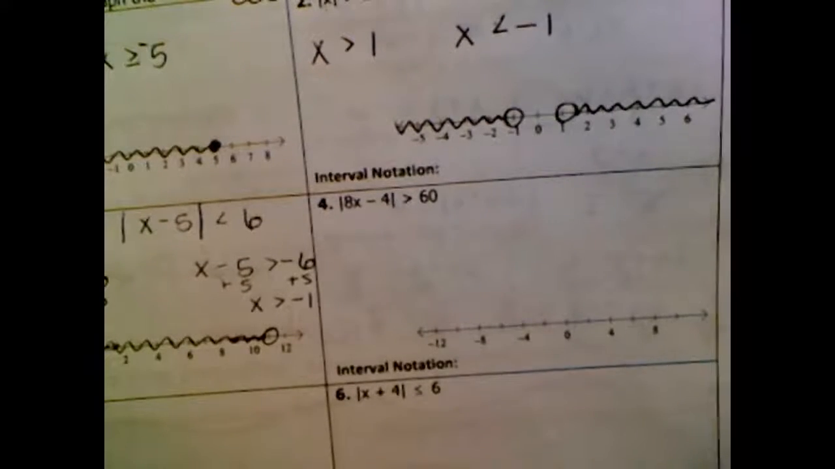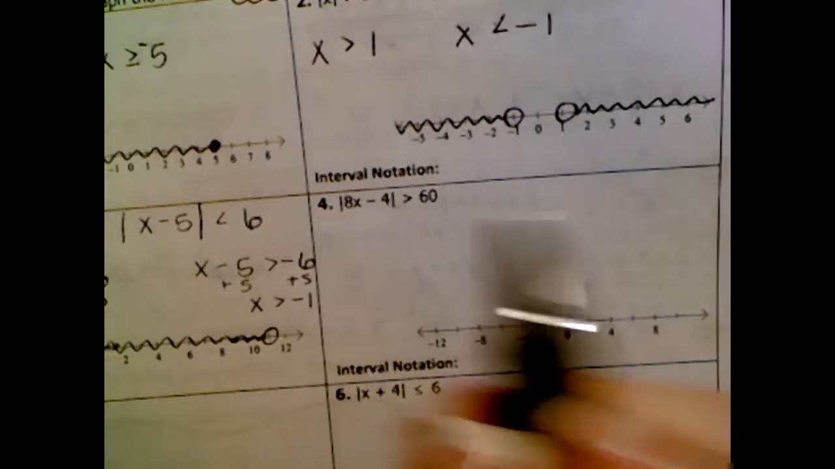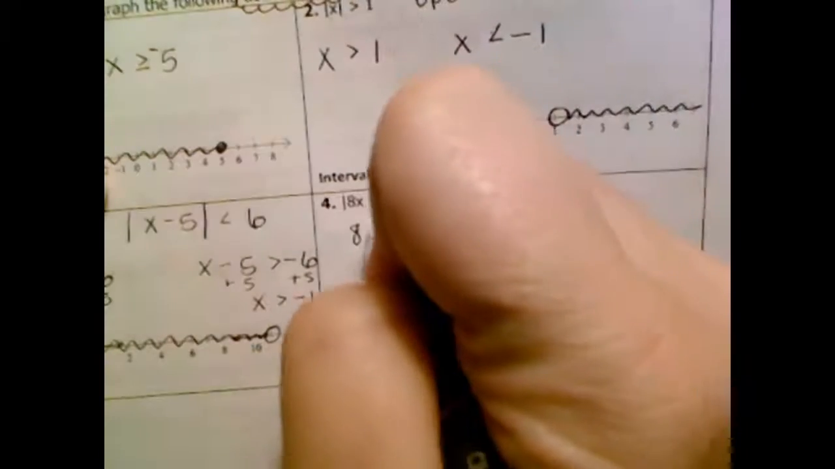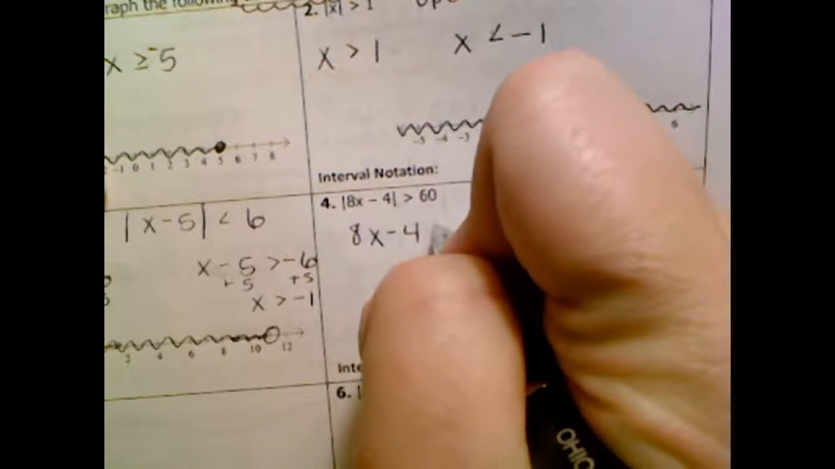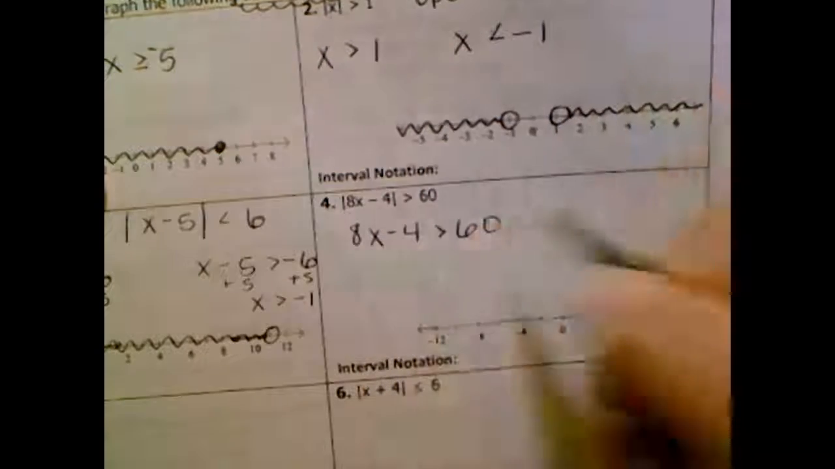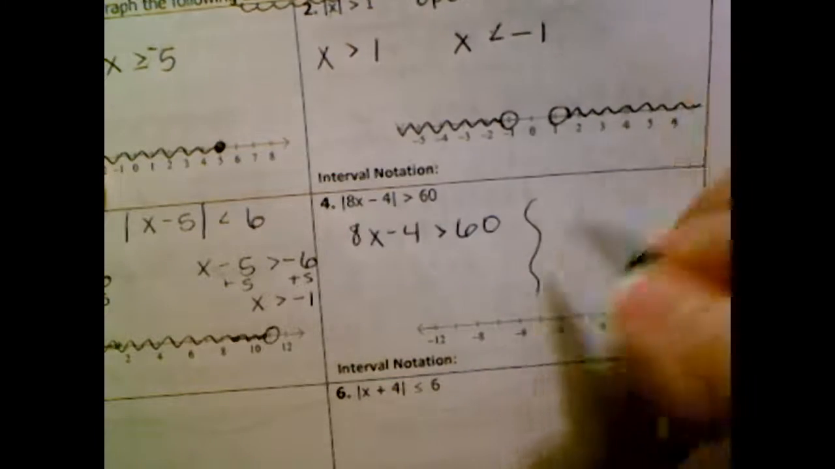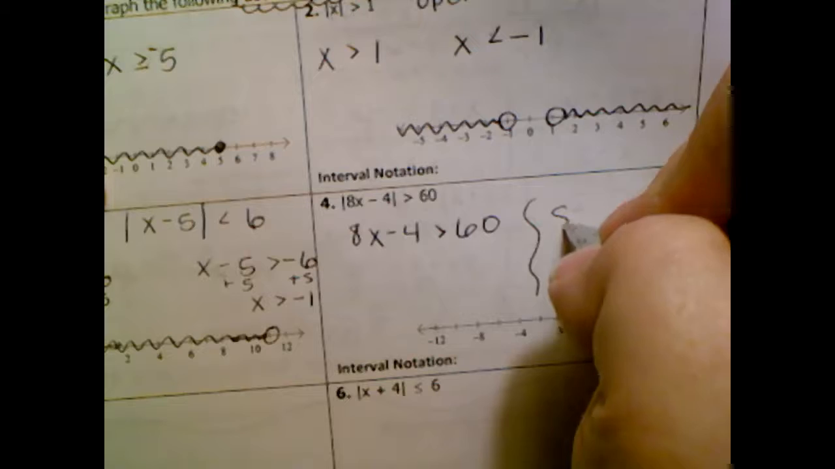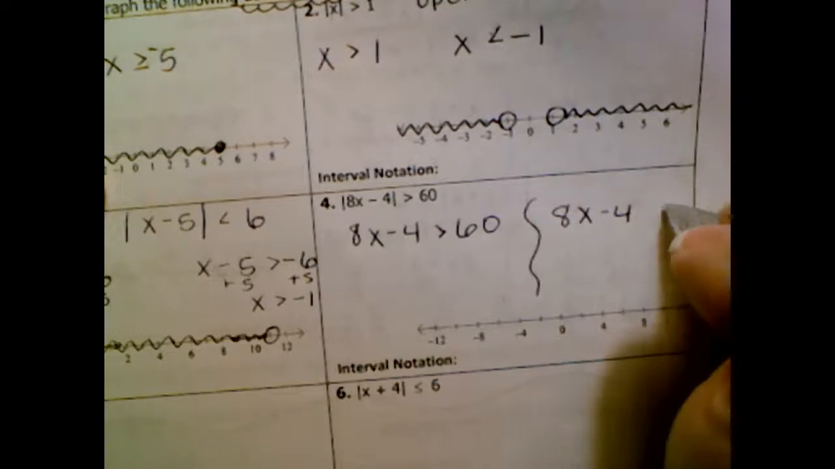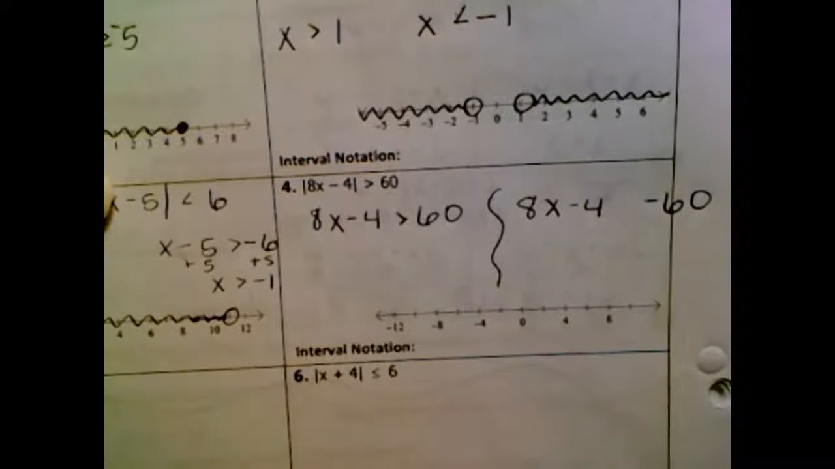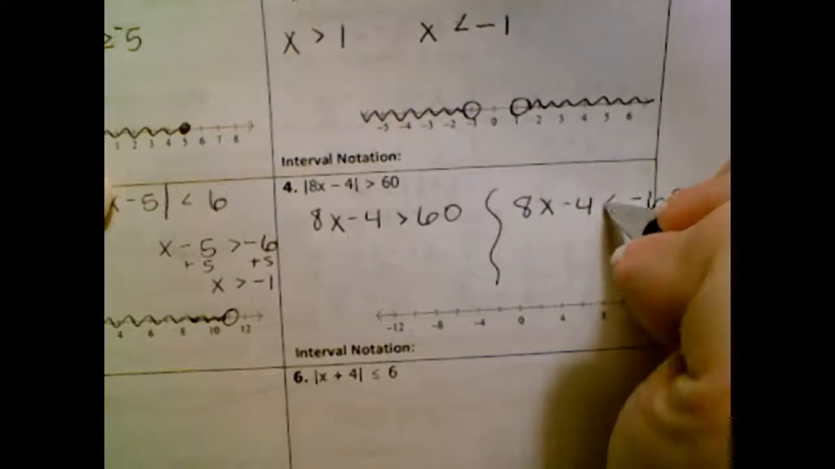Looking at number 4. Number 4, my absolute value is isolated. There's nothing around it. So I'm pulling what's on the inside, putting it equal to +60, pulling what's on the inside, putting it equal to -60. When I put it equal to -60, I am going to flip my sign.